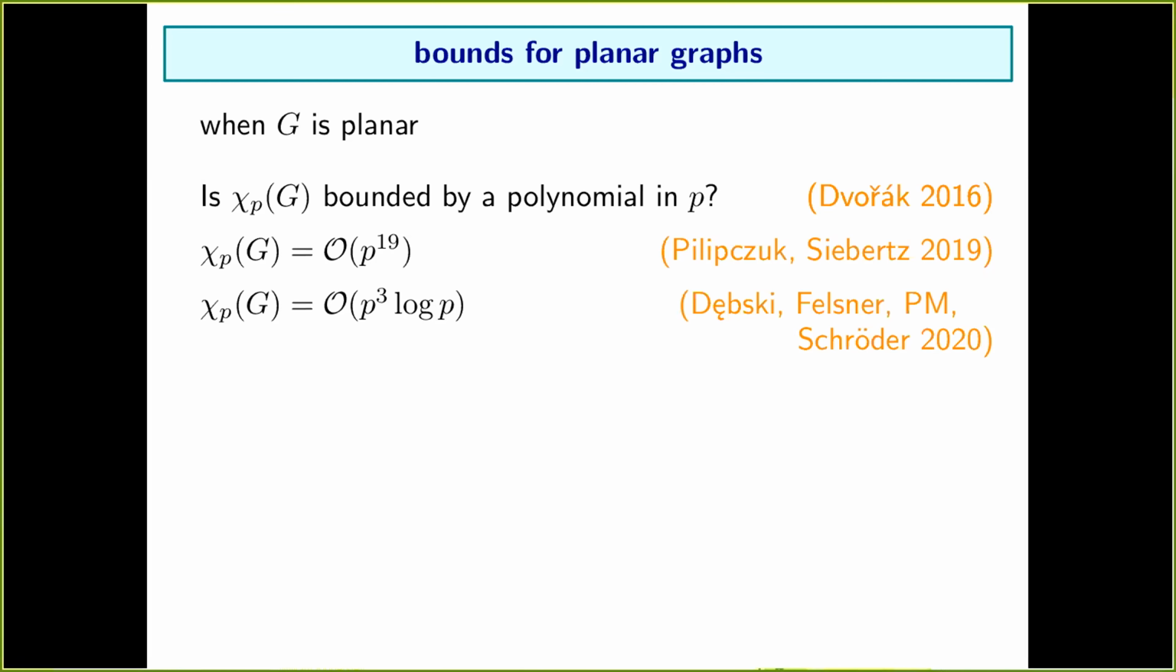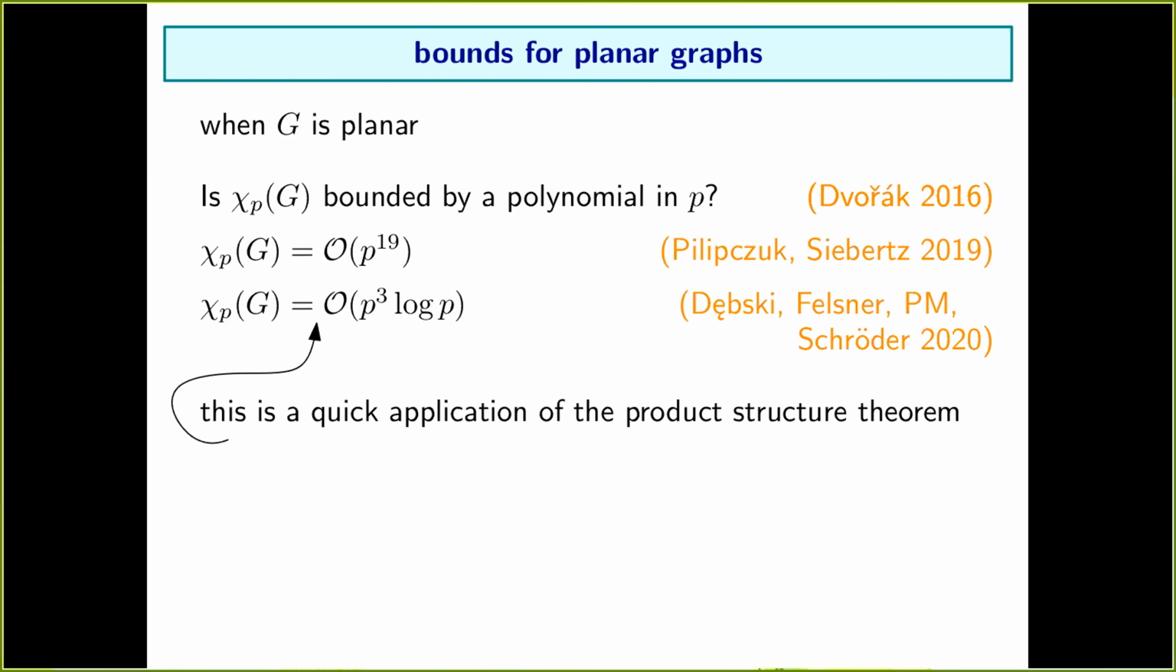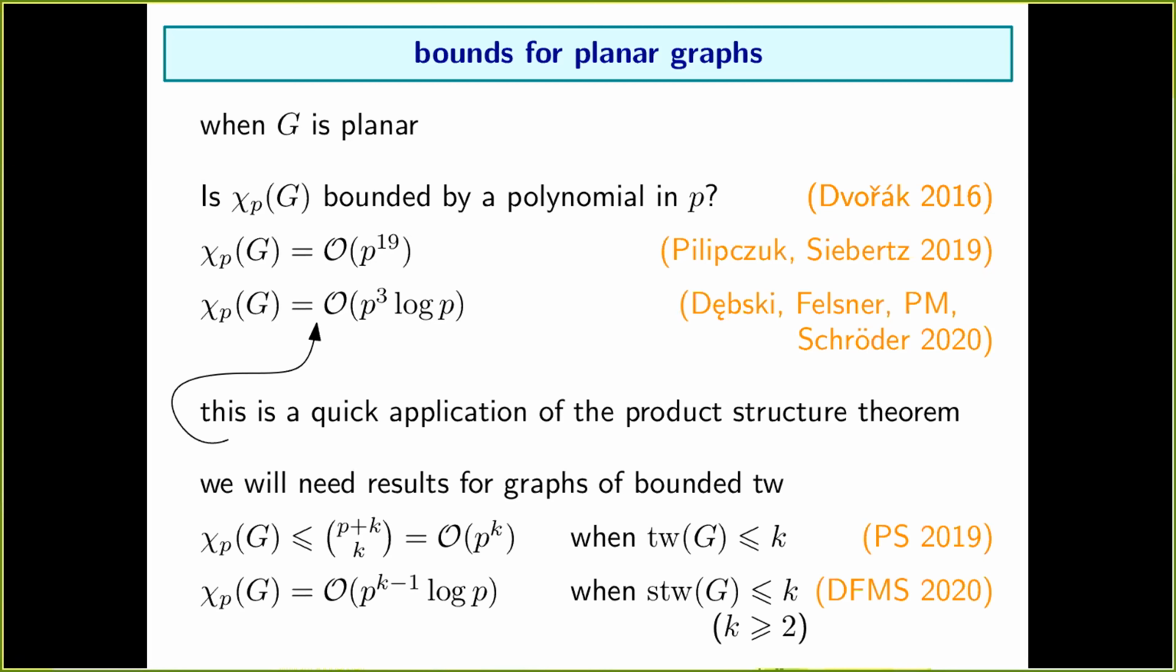So let's have a look at the outline of this proof. This we are going to need as a tool. The results for bounded treewidth were known in the very same paper. Michał and Sebastian proved that chi_p is at most p plus k choose k when the graph has treewidth at most k. And believe it or not, this bound is absolutely tight.